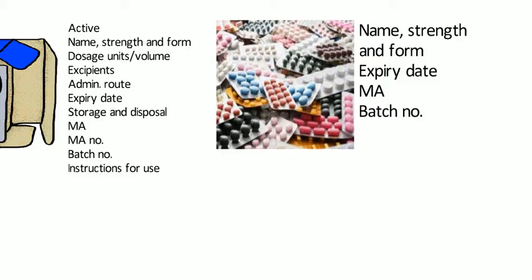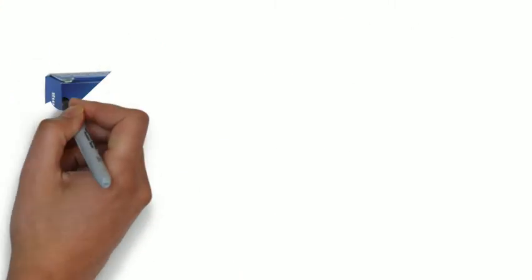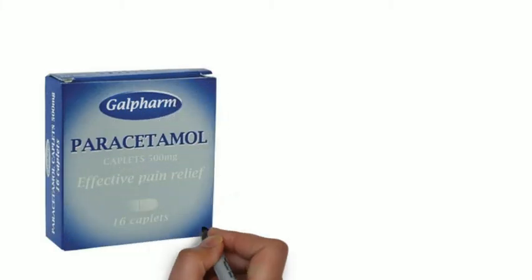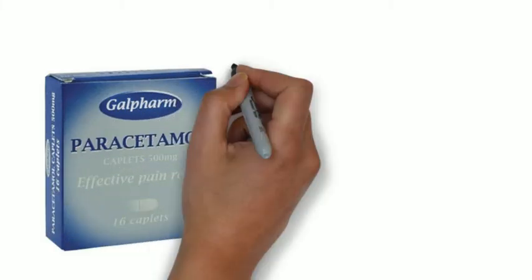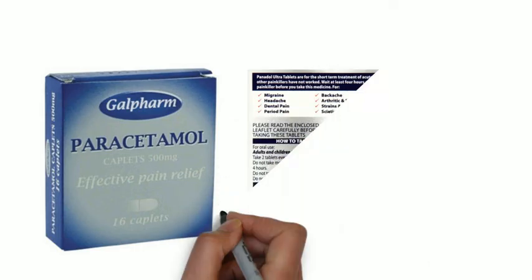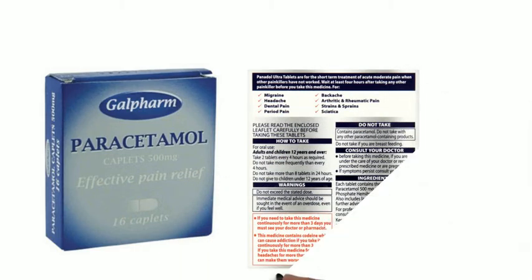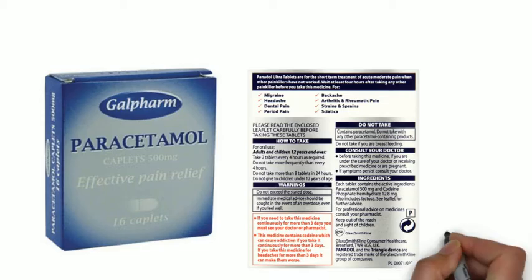So in addition to the standard labelling I've just described, there may be some additional labelling for P medicines, POM, and those that contain paracetamol. So medicines that contain paracetamol need to have specifically on the box that this medicine contains paracetamol.